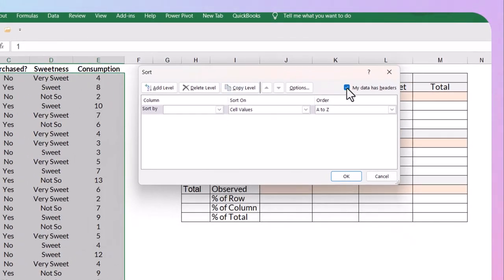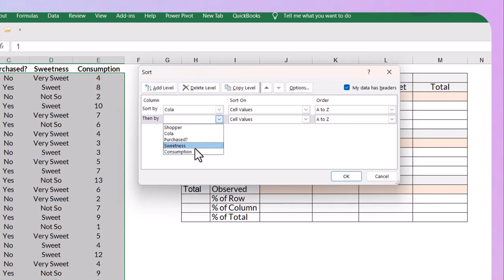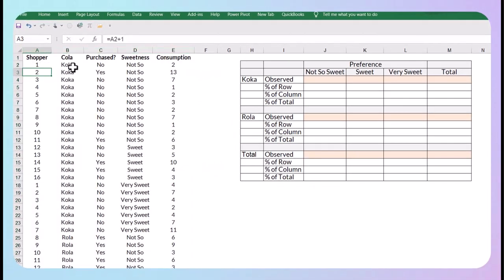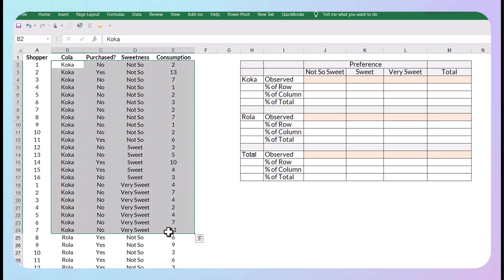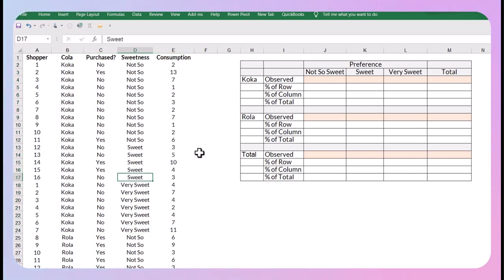First, I say my data has headers, and I want to sort it by cola first. I add a level, and then within the cola, I want it sorted by sweetness. I say OK. What you'll see is I have all of my Coca together, arranged by level of sweetness. I'm just doing this because it's easier to get my counts.